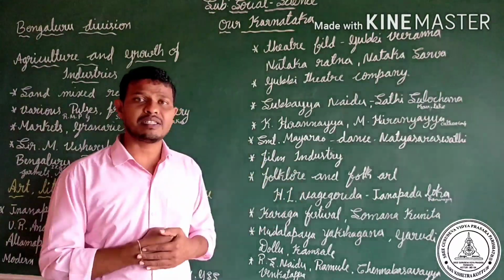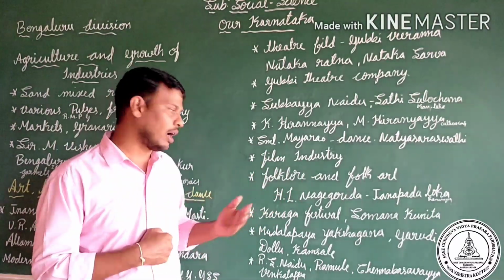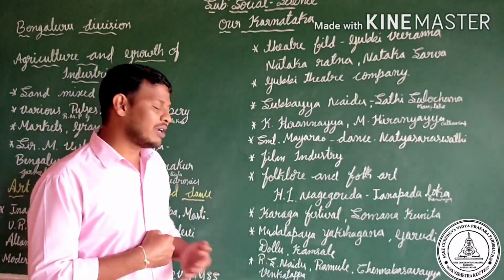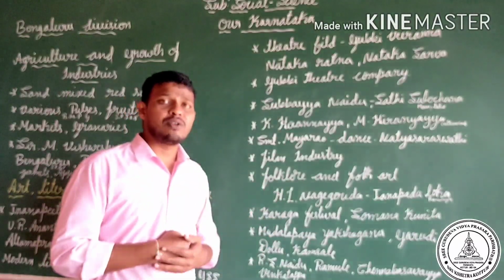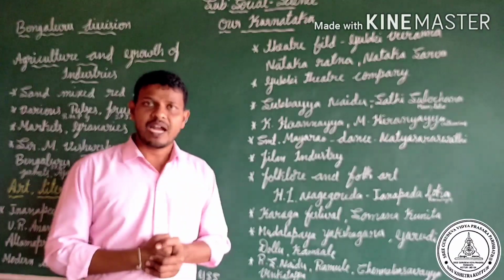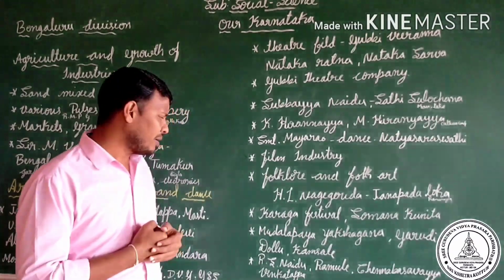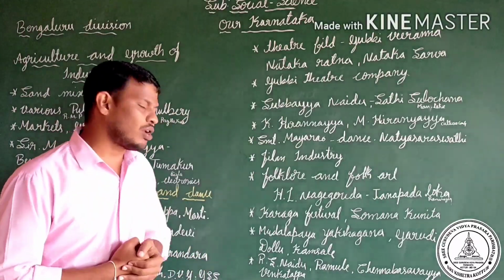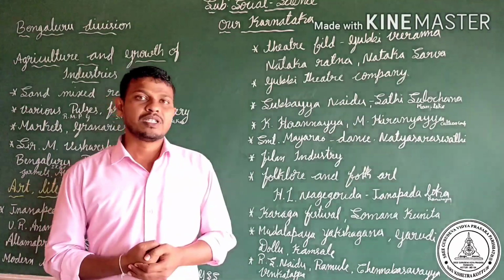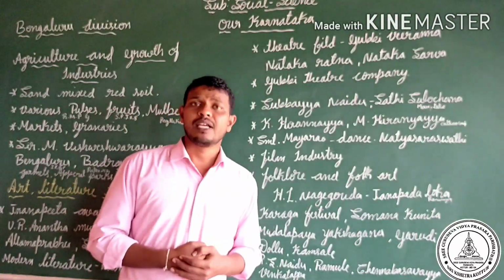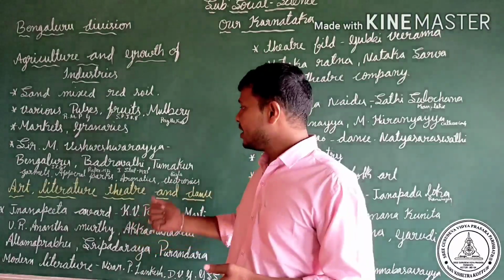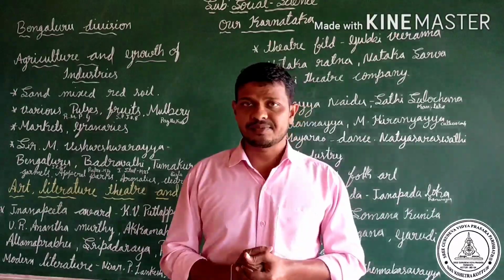So we should remember these kinds of folklore and folk arts. Then here are some of the persons I would like to mention. These are all the persons who gave contribution to folk art, literature and dances. See, some more important persons we called as R.S. Naidu, Ramule, Channa Basavaya and Venkatappa. So these are all the persons who give complete information about the Bengaluru division, art, literature, theatre and dance.